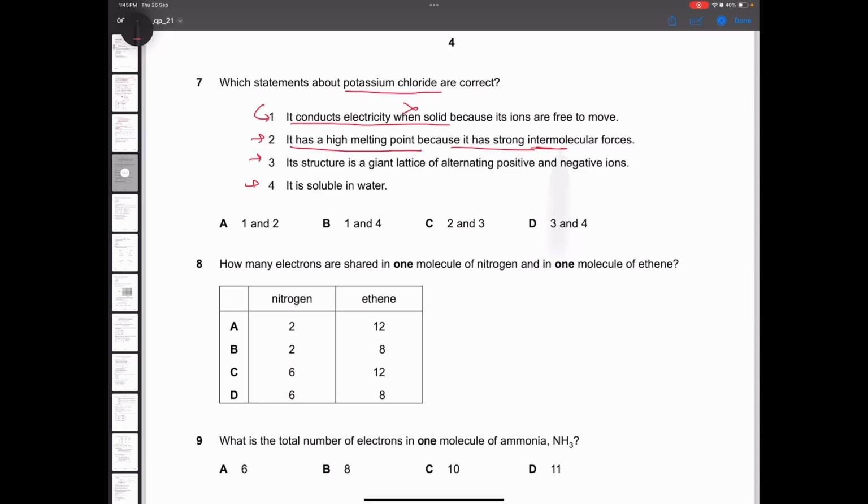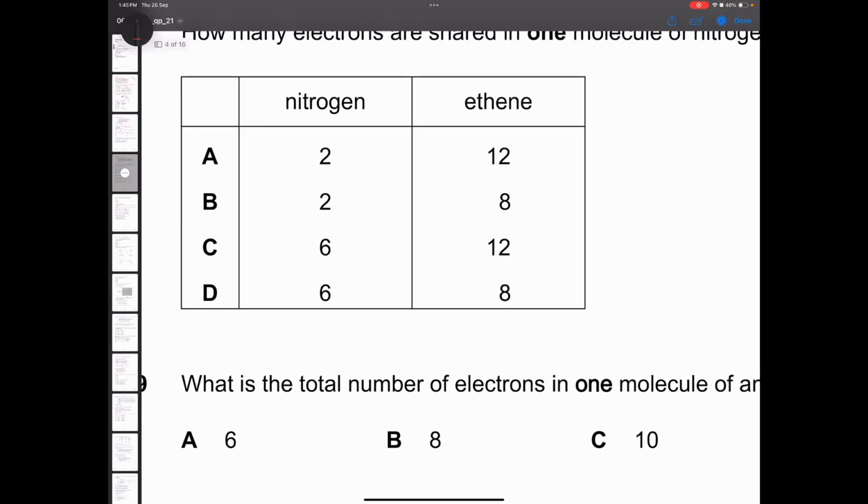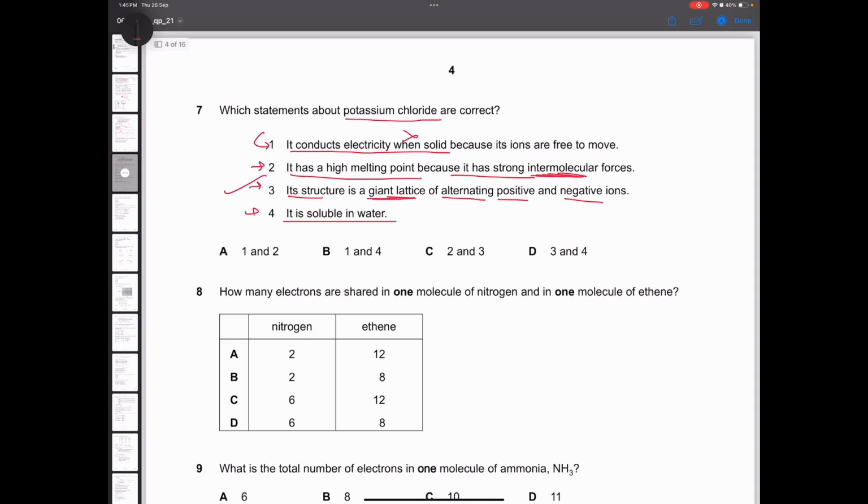Intermolecular forces are not there in potassium chloride. Its structure is a giant lattice of alternating positive and negative ions. This is true. And it is soluble in water. Ionic compounds are soluble in water. So our correct answer will be statements 3 and 4, which is option number D.